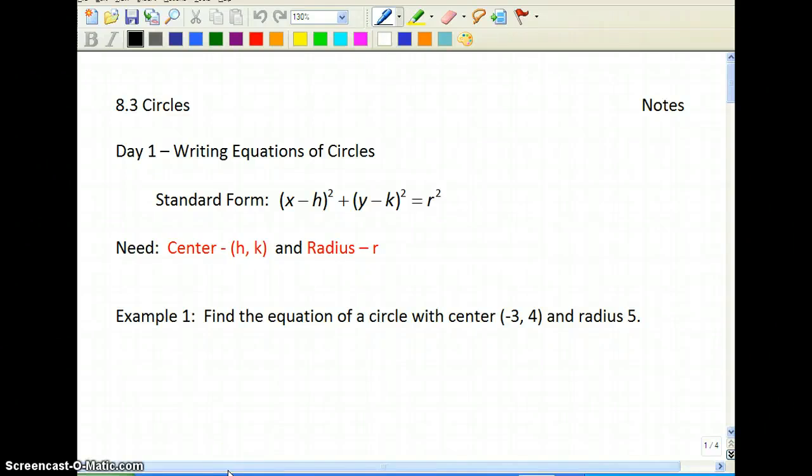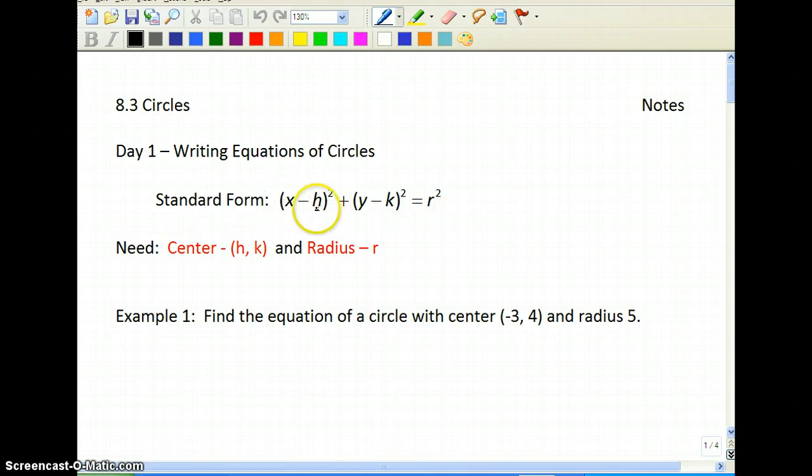8.3 circles. The first day we're going to write the equations of circles, and on day 2 we will graph circles. The standard form for a circle is (x minus h) squared plus (y minus k) squared equals r squared, where the center of the circle is (h, k) and the radius of the circle is r. So you will need to square root this number out here.